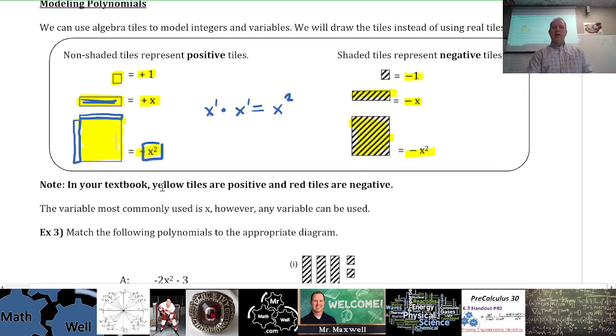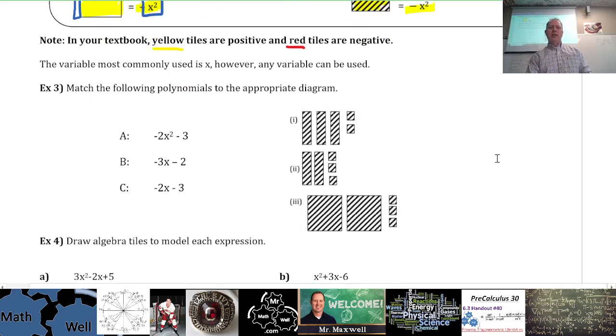In your textbook, you'll see that yellow tiles are positive, okay? Yellow tiles are positive, and red tiles, they don't shade it in, they just use yellow and red. Red tiles are negative. And the most common variable that we will use in math would be x, but you can use other variables like k or w or l or whatever. Okay? All right, so let's take a look at this.